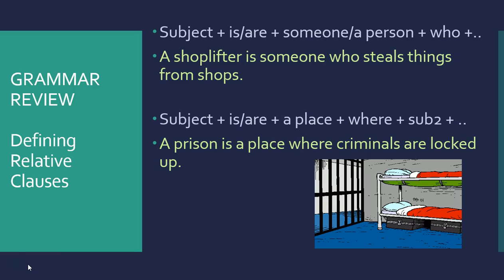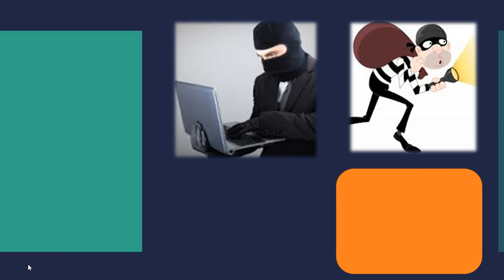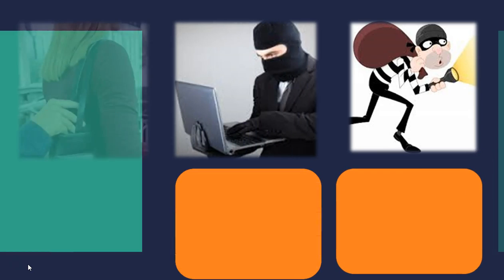Okay, and again, you could use this for all sorts of places. A school is a place where students learn. Okay, a library is a place where you can find books to borrow. Okay, so defining clauses are very, very useful. Let's practice. So, what is this person? What is he doing? Can you think? What is this person? What is he doing?